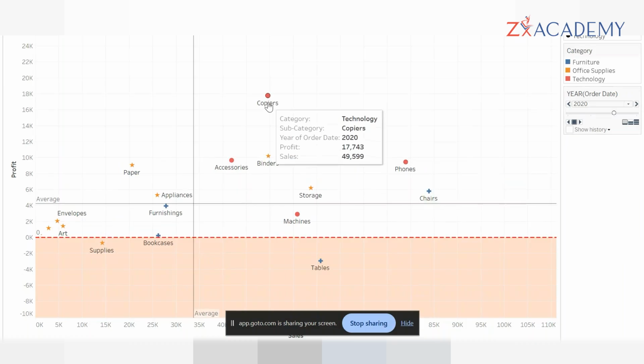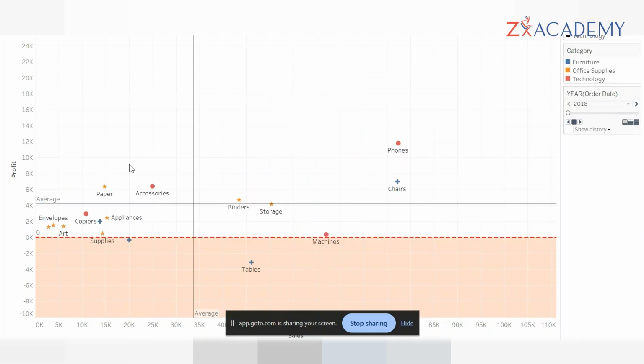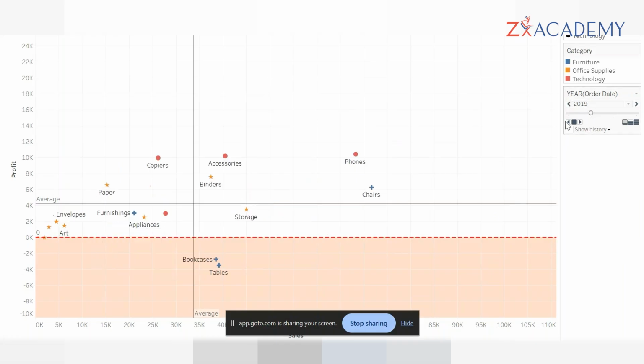We see that copiers in 2018 were completely not visible. Where are the copiers? We can see here very, very low sales. In 2018 we had total sales of 10,000, for which we got a profit of only 2,900. And we'll see what is happening to the copiers in 2019. From 10,000, the sales have increased to 26,000, almost tripled, more than 250%.